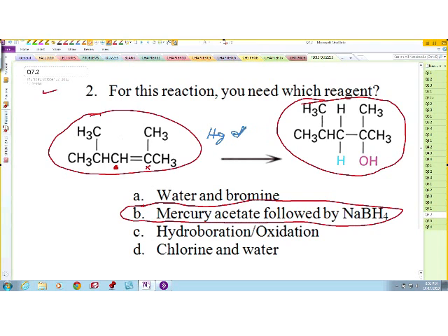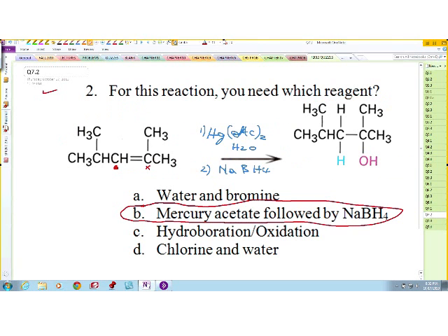Anytime you say mercury acetate, of course, in this case, in water, step 1, and you follow that up with sodium borohydride. This reagent here, what it does is to add hydrogen and OH across a carbon-carbon double bond. You need to be able to say that in your own words.